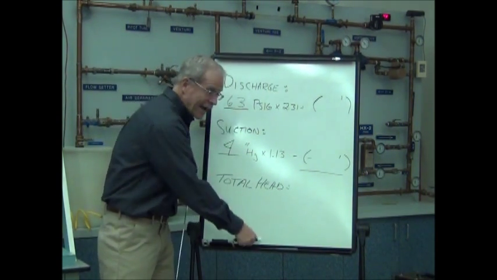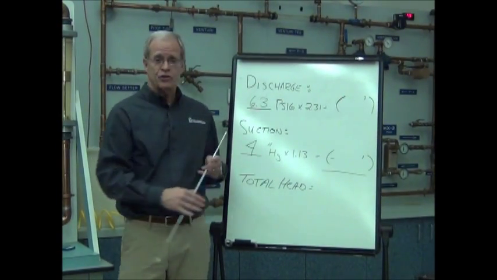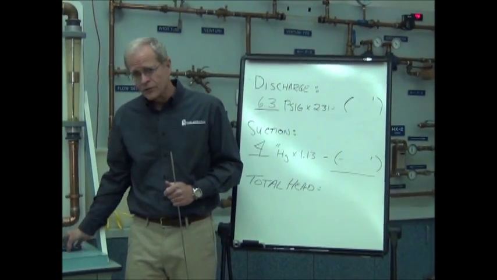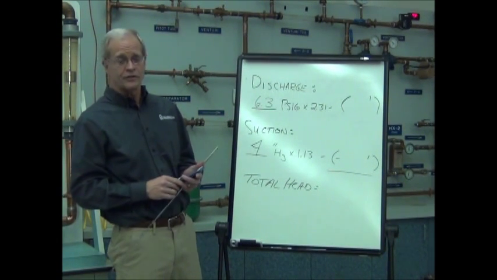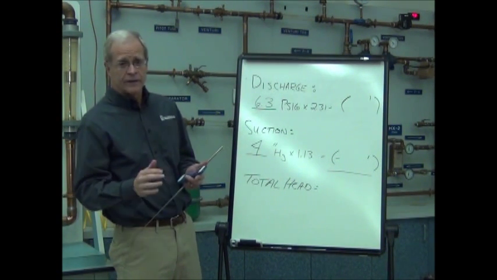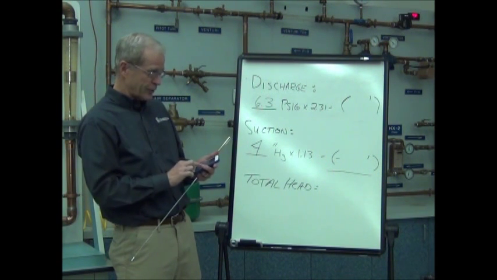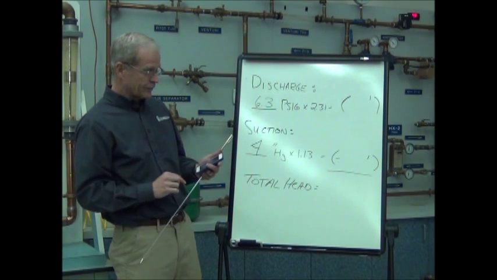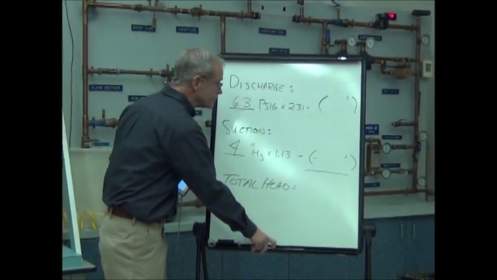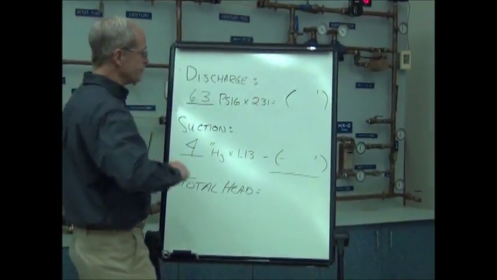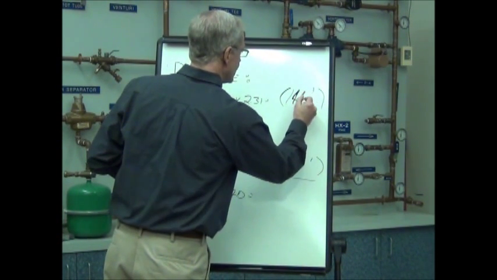Now we have to do a little math. Pump curves are always based on feet of head, not psig and not inches of mercury. So the conversion factor from psig is to multiply psig times 2.31, and that will give us feet of head. So 2.31 times 6.3 psig, we've got a discharge pressure of 14.6 feet roughly. That's rounded off a little bit.